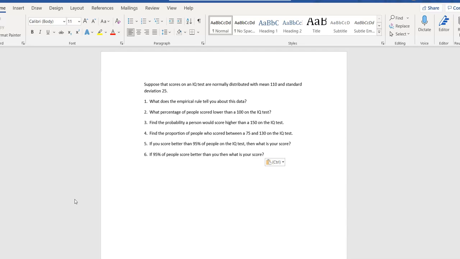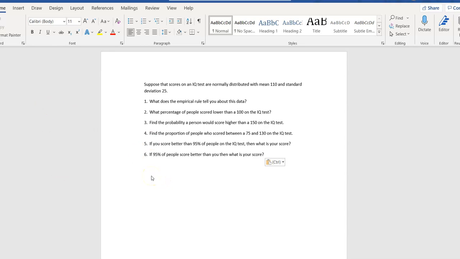We want to find the proportion of people who scored between 75 and 130 on the IQ test. If we score better than 95% of people on the IQ test, then what is our score? And if 95% of people score better than you do, then what is your score? Okay, so first, let's start with the empirical rule.